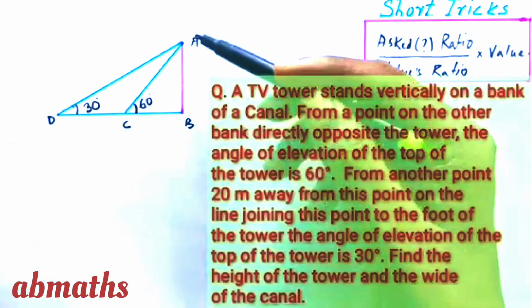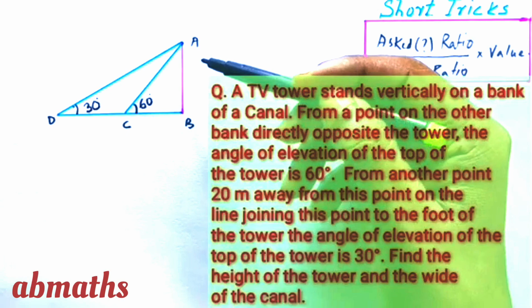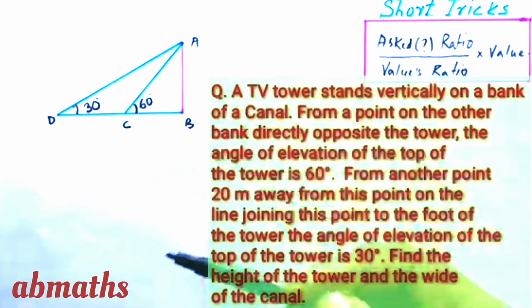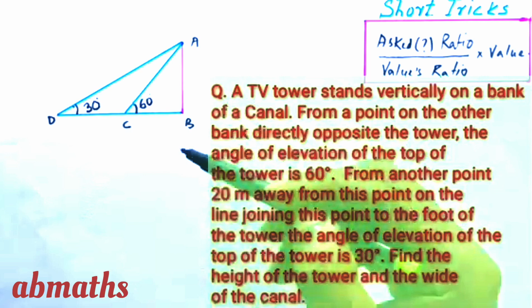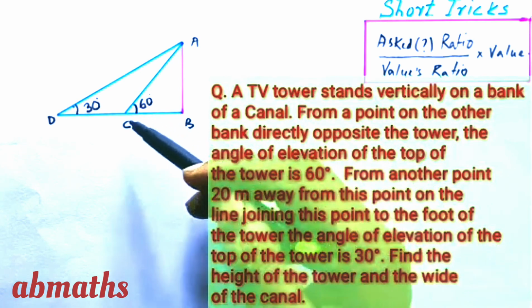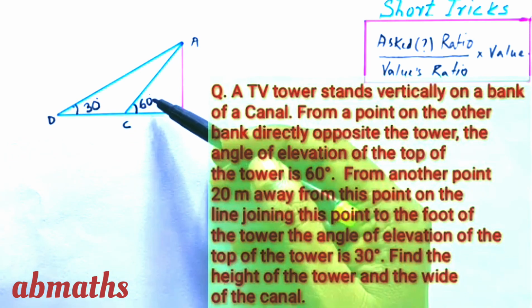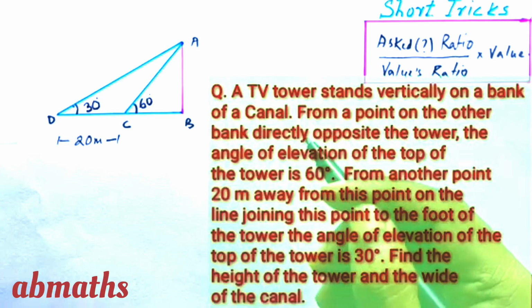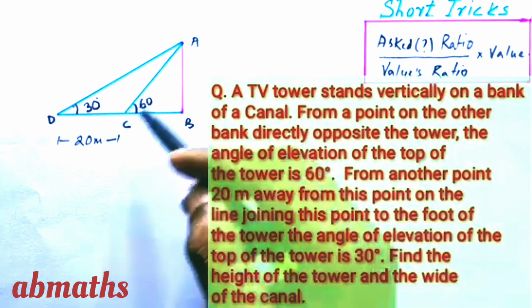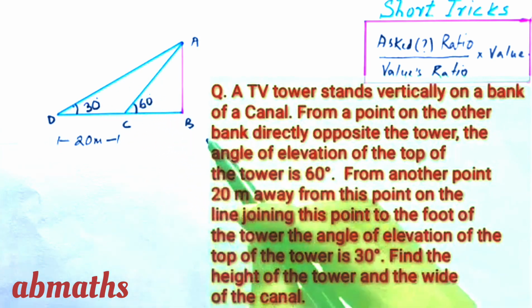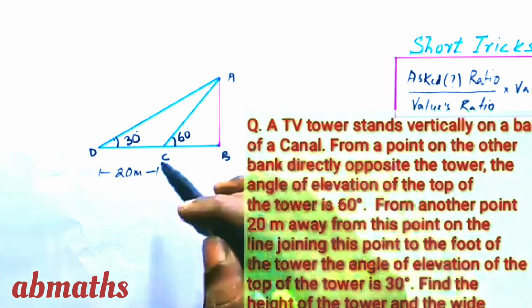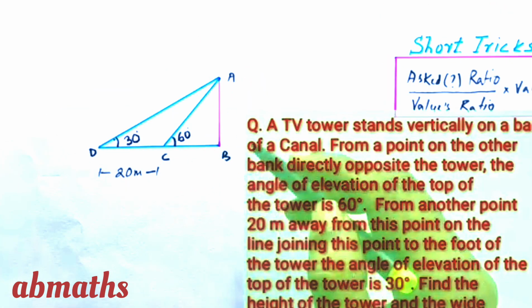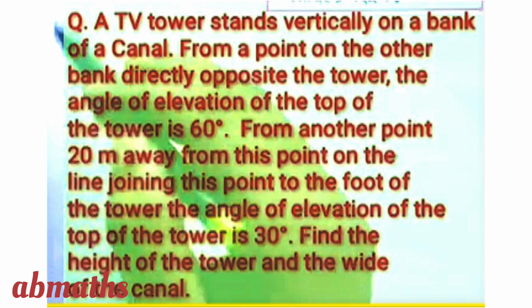Now we have a question. A TV tower stands vertically on a bank of a canal. From a point on the other bank directly opposite the tower, the angle of elevation of the top of the tower is 60 degrees. From another point 20 meters away from this point on the line joining this point to the foot of the tower, the angle of elevation of the top of the tower is 30 degrees. Find the height of the tower and the width of the canal. Height of the tower and width of the canal, BC and AB, we have to find out. Finish the video and try to solve it, or let's solve together.